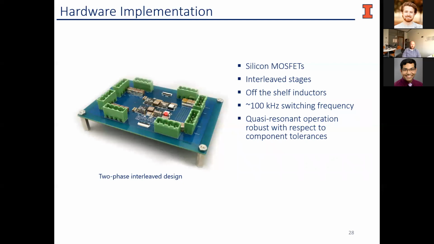So we talked about the transformer-based LLC earlier. It was up there at megahertz. This one's only at 100 kilohertz. And part of that is because of those silicon MOSFETs, right?